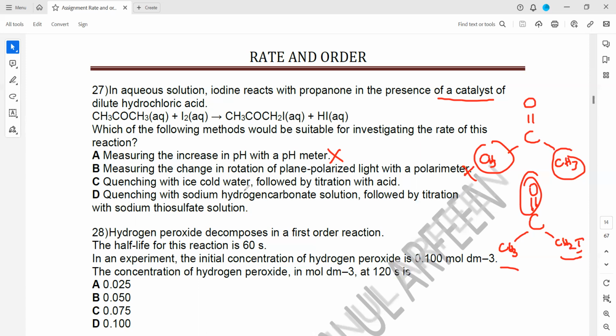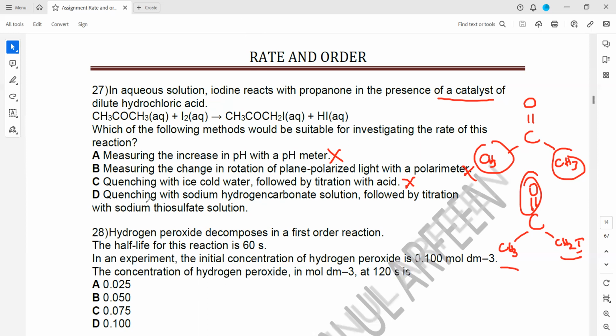Quench with ice cold water and then titrate with acid. Why? We can quench, but we cannot titrate with acid. Why can we not titrate with acid? Because here there is no reagent which is reacting with acid on the reactant or product side. Because when iodine is there, we should quench, that is, slow down the rate of reaction, and quenching can be done by changing the temperature or adding any reagent which stops or slows down the reaction, followed by titration. So if iodine is involved, then iodine can react with thiosulfate. So we prefer iodine thiosulfate titration.